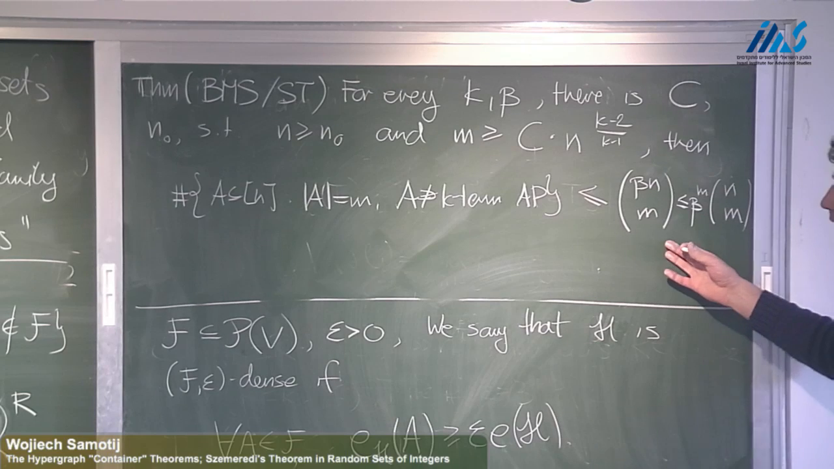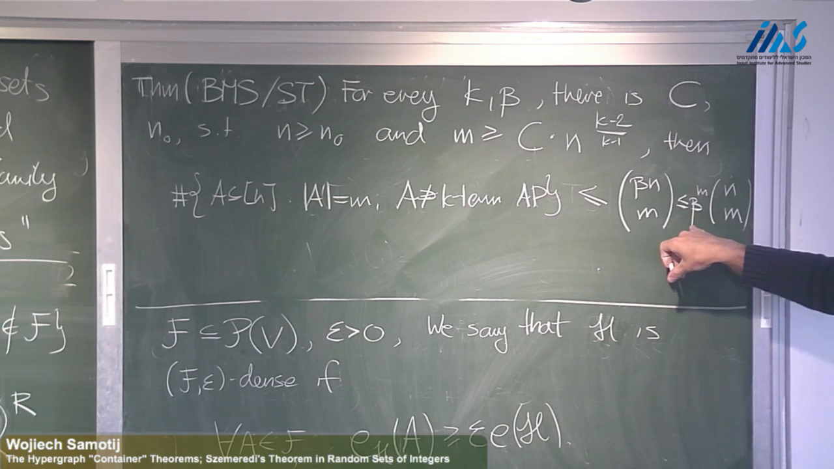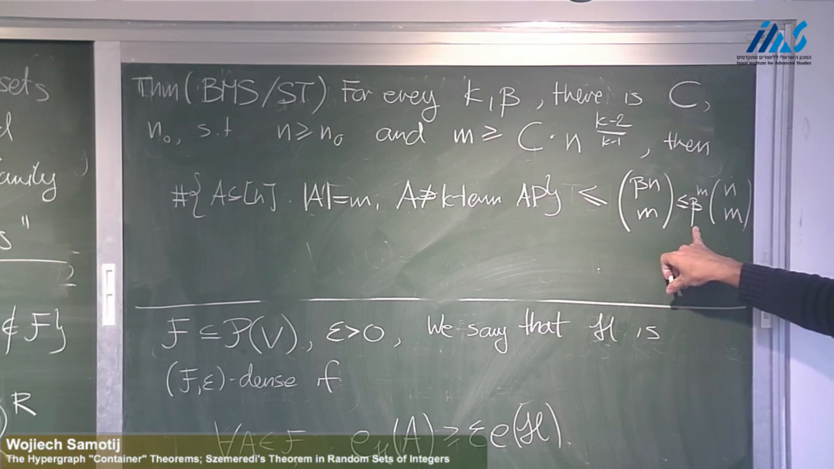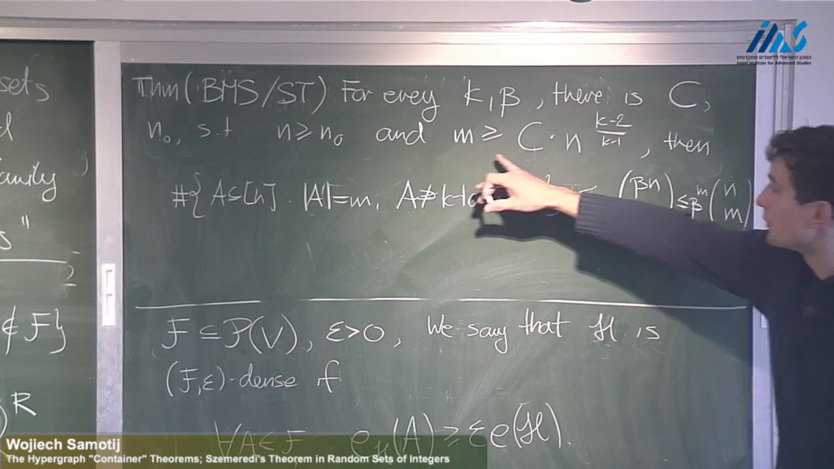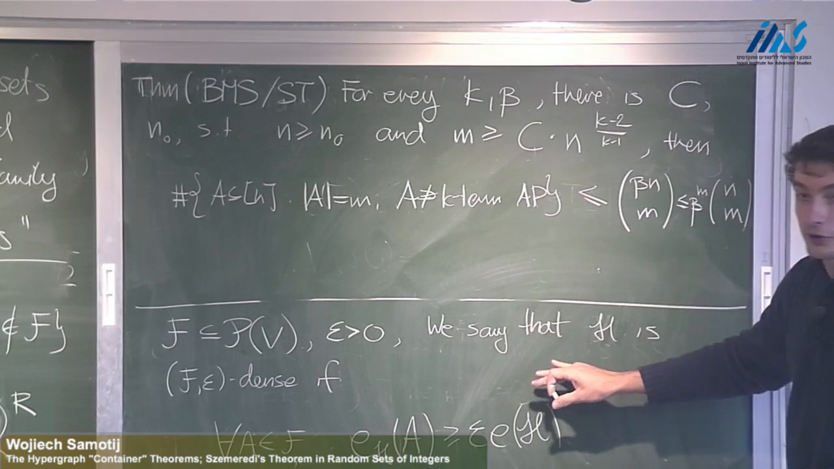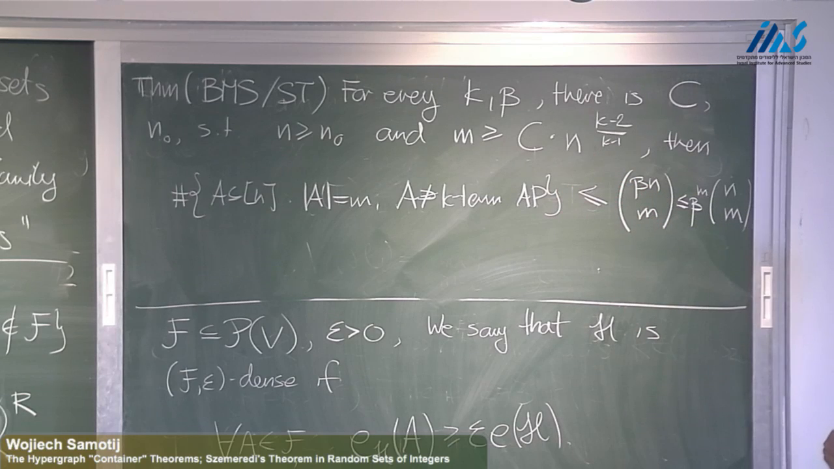So what does it mean? That among all n choose m subsets of size m, only a really, really tiny proportion of them, a sub-exponential proportion, contain a k-term AP, once m is above this critical density n to the (k minus 2) over (k minus 1).